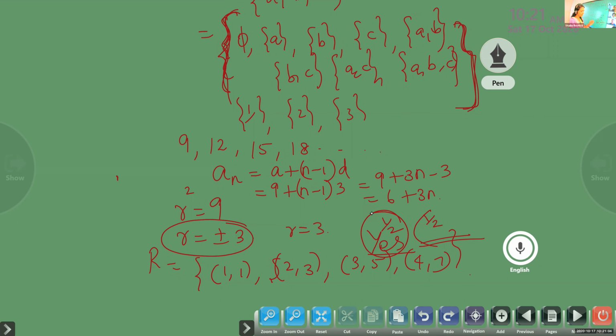So that's what I used to insist: read the question and answer the question. Few of them simply wrote that each element is having a unique image. For the question, is it a function, there is no answer. If it is given, is it a function, then you have to conclude by saying, yes, it is a function. Because, what is the reason? You give the reason.